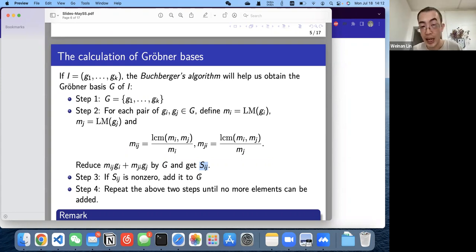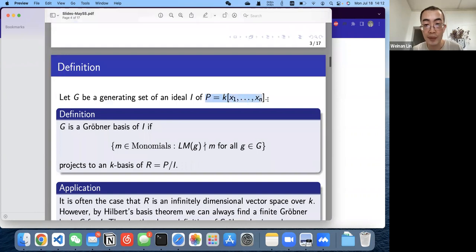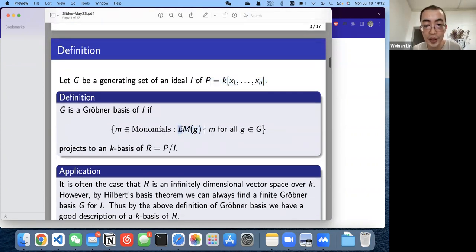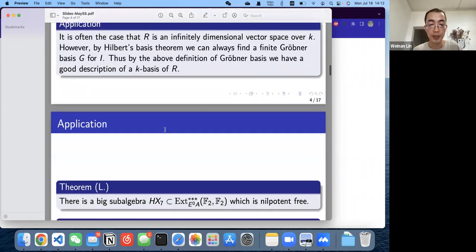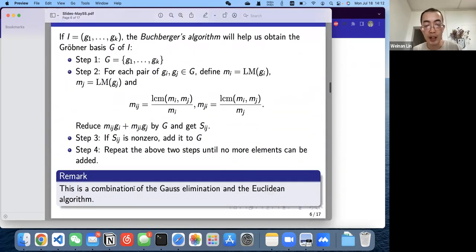And you may ask, is it guaranteed that this algorithm can terminate in finite time? And the answer is yes, by the Hilbert basis theorem, which basically says that any ideal I of this polynomial algebra is always finitely generated. So you can expect that the ideal generated by the leading monomials is also finitely generated. So we only need finitely many G here to get the correct thing. So the algorithm will not proceed infinitely. It will always stop at a certain point. Okay, so this algorithm is basically a combination of the Gauss elimination in linear algebra and the Euclidean algorithm.